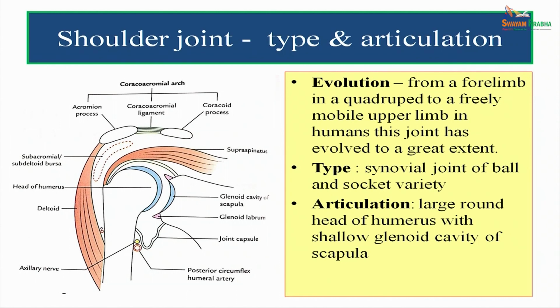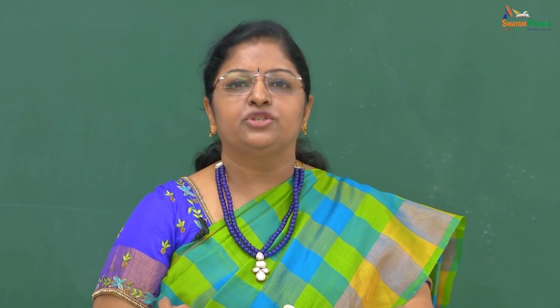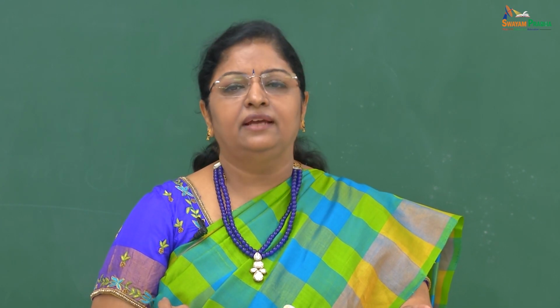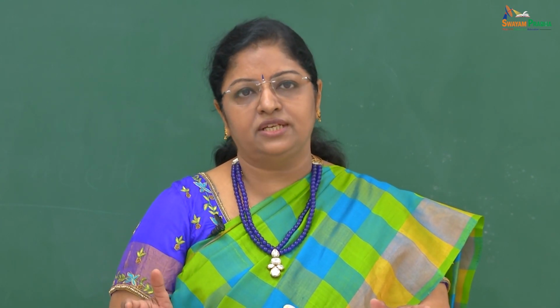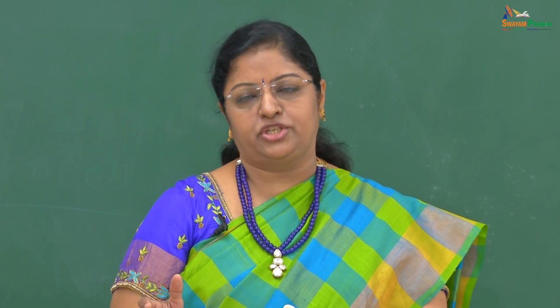Type: it is a synovial joint of the ball and socket variety. It is a synovial joint lined by synovial membrane, on the outside covered by a fibrous capsule. So it's definitely going to be freely mobile. At the same time, there is a ball and a socket involved in the formation of this joint.